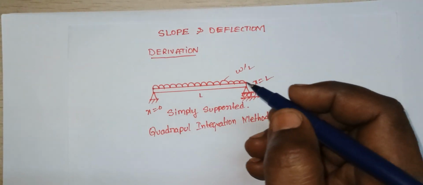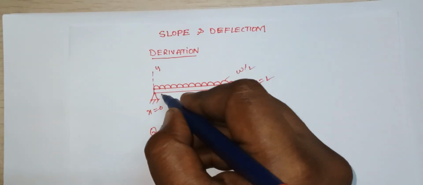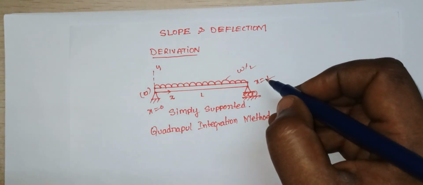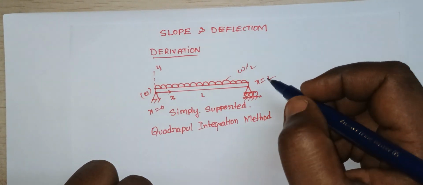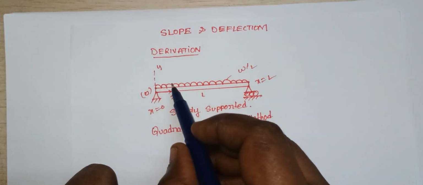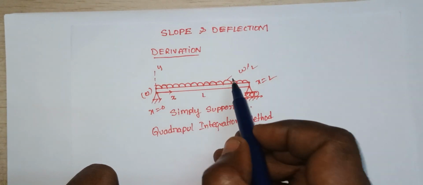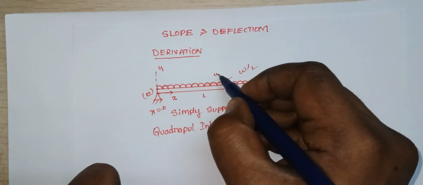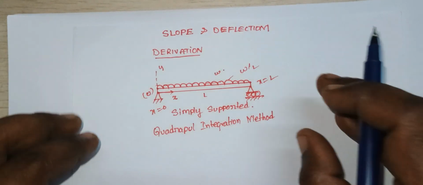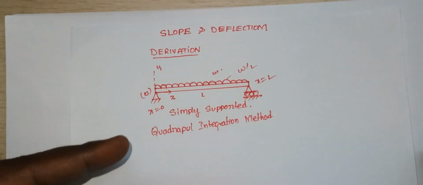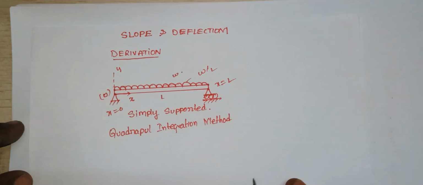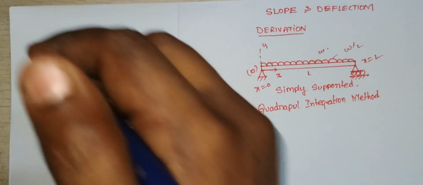Now you can fix a coordinate y over here and a coordinate x over here, so usually this becomes the origin of this beam. The beam has a constant loading, which is w. So how will we use this very easy way to solve the deflection problem? I will derive the deflection equation and the slope equation for you right now. Let's see how we are going to do it.